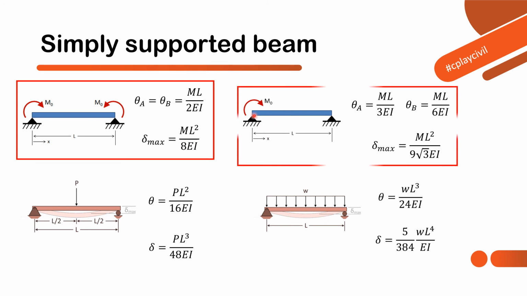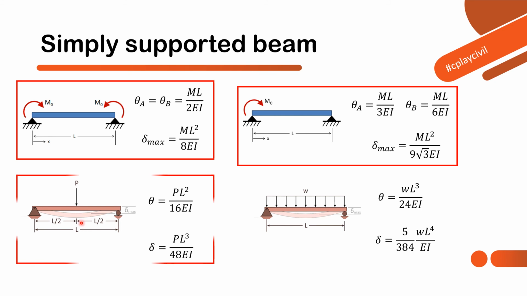And if the moment is applied only at one of its ends, then theta A, that is this A end, is ml by 3EI, and the other end will be theta B, that is ml by 6EI. And here the del max is nothing but ml square by 9 root 3 EI when a simply supported beam is subjected to moment at one of its ends.